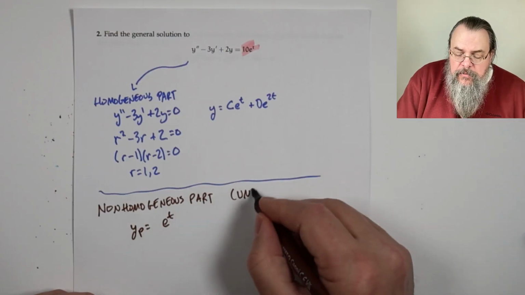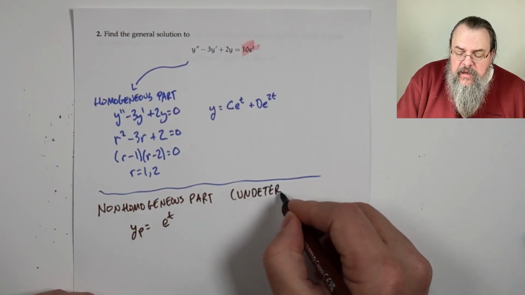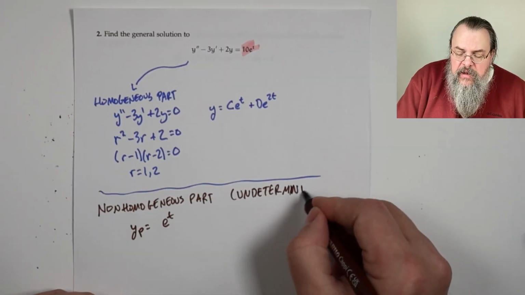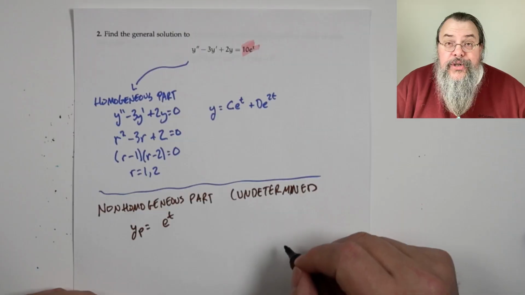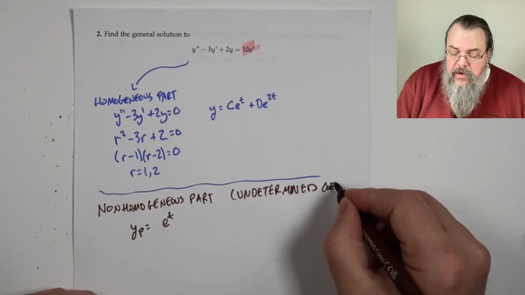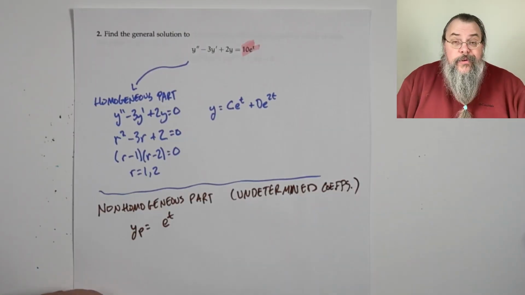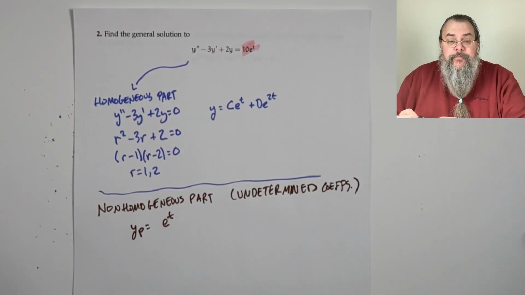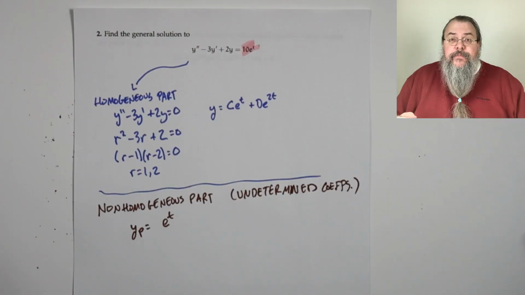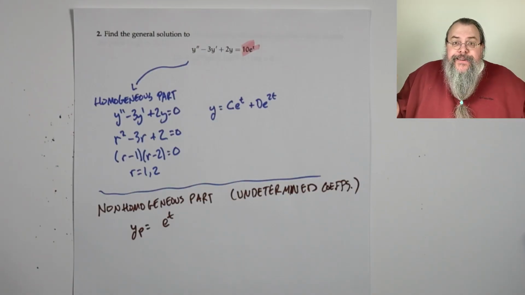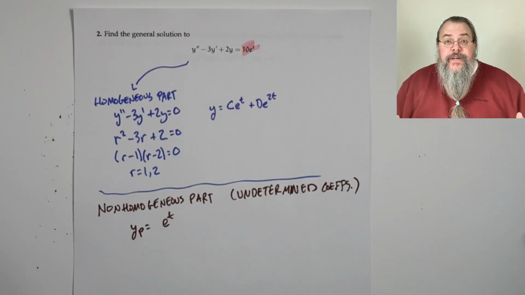Now, the problem with that particular guess is it says, hey, wait a second. That e to the t already showed up. That's part of our homogeneous solution, so we can't use it again. Because if we try to throw it into the system, it would just disappear, and it's not going to work. So what are we going to do?